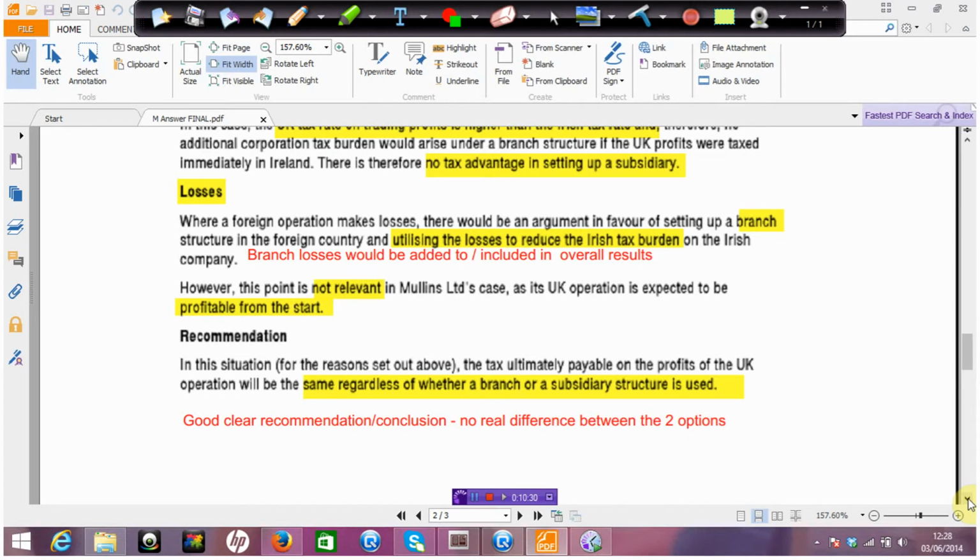They've asked you to come down on one side, and in this case it's the same regardless, as I've said, so it doesn't matter whether it's a branch or a subsidiary.